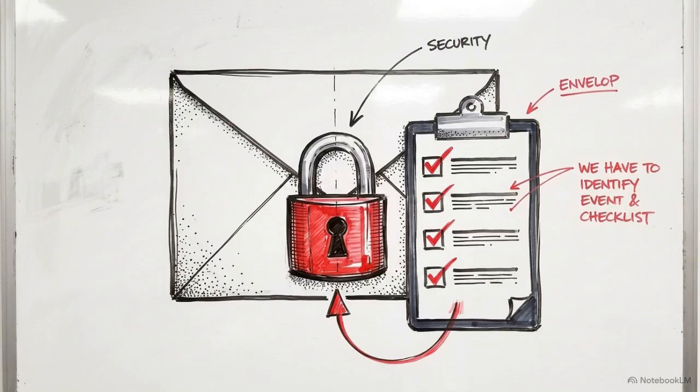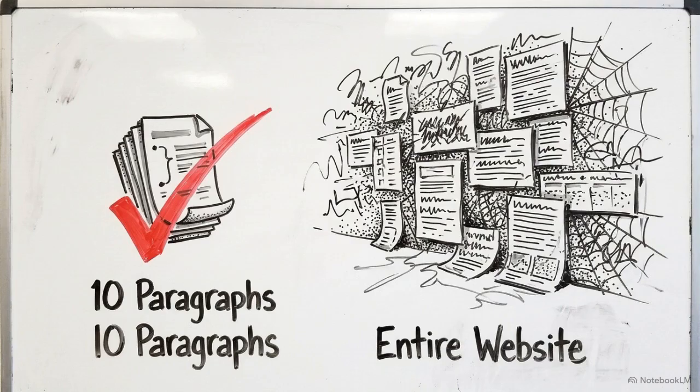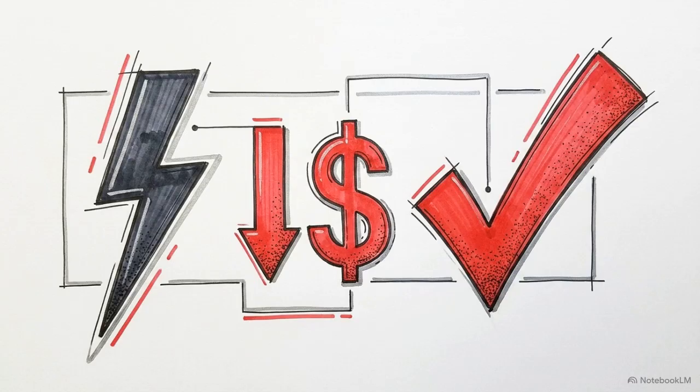The AI must prioritize the provided context to answer the question and only default to general knowledge if the answer is missing. By retrieving and injecting only 10 highly relevant paragraphs, rather than passing an entire website into the prompt, we keep the processing lightweight. That exact architectural decision makes these responses fast and keeps costs low.